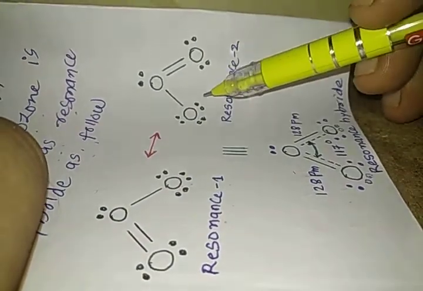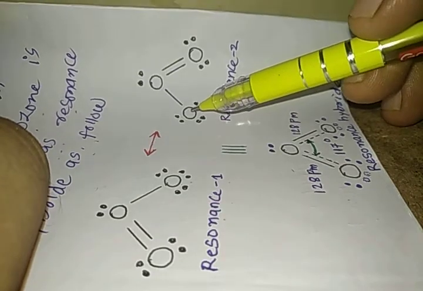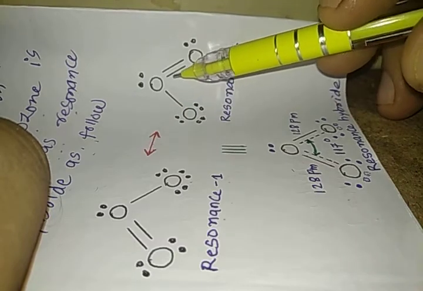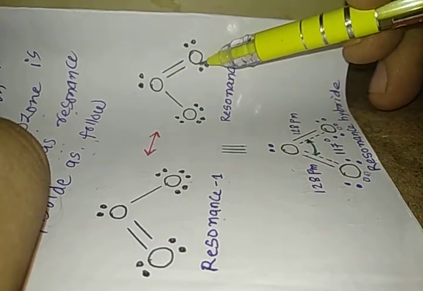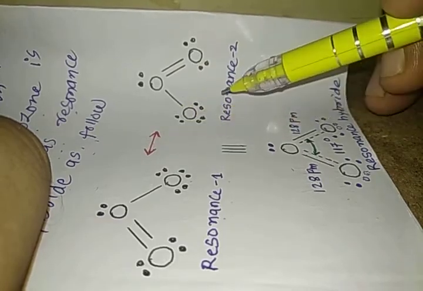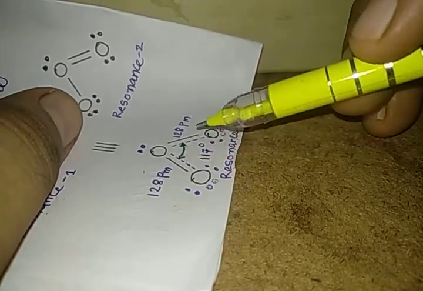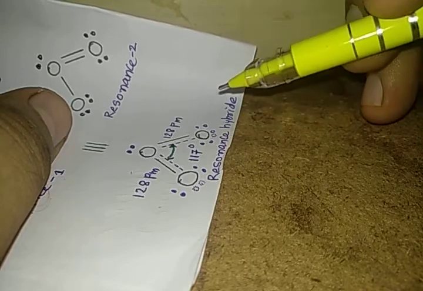In the second resonance structure, we can see that there is a single bond between the first and second oxygen, but now the double bond has been shifted between the second and third oxygen. So this is how these resonance structures collectively give us the resonance hybrid, and this resonance hybrid explains the structure of ozone. You can see that in ozone both the bond lengths are 128 picometer and the bond angle is 117 degrees for the resonance hybrid. This is how we can understand the structure of ozone.